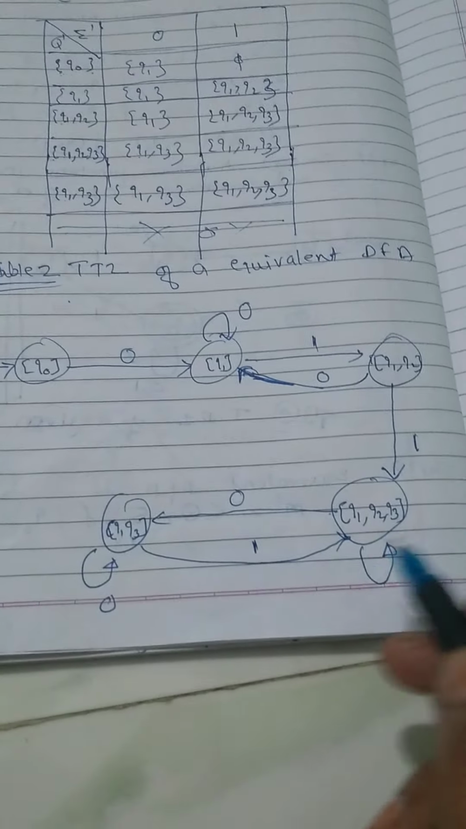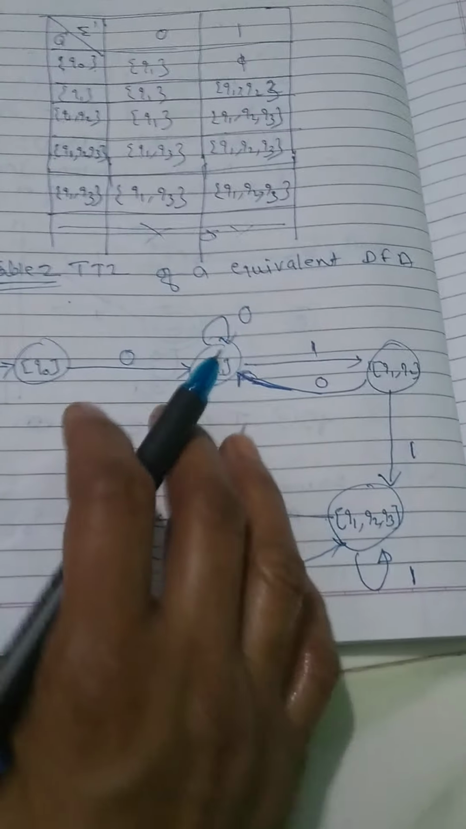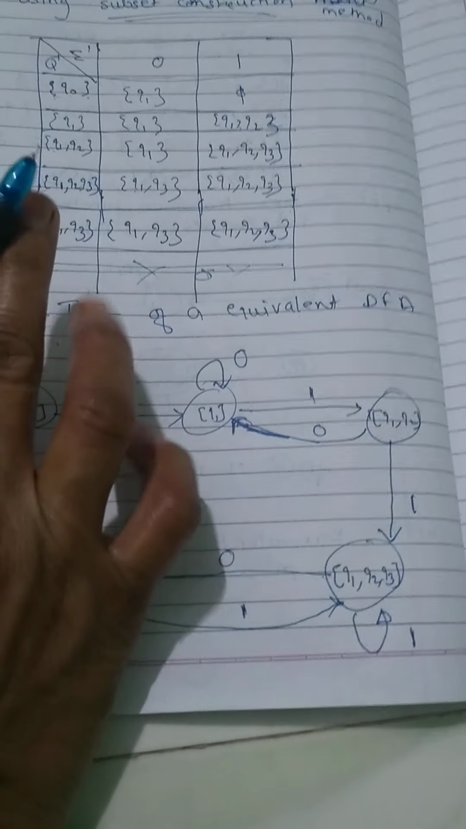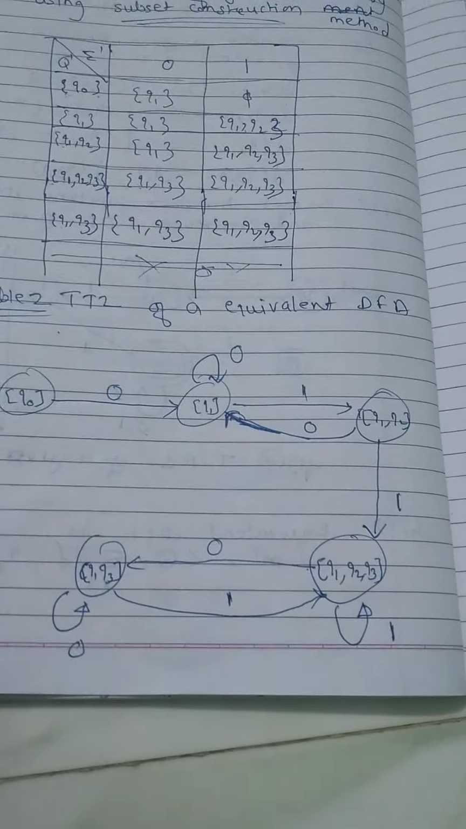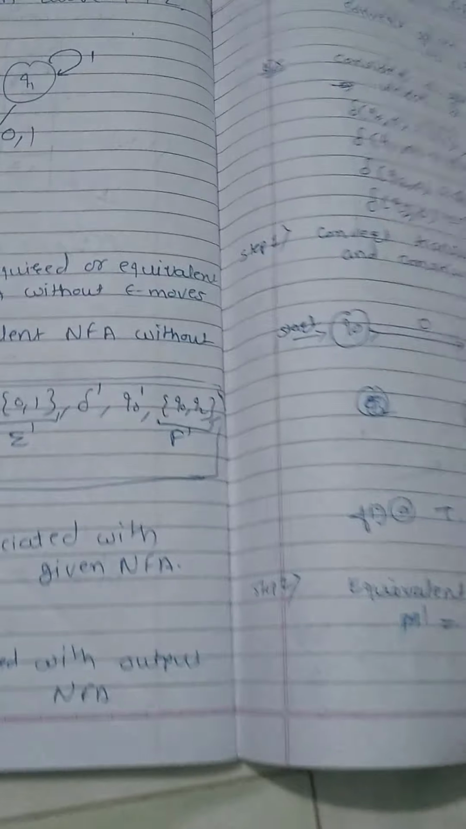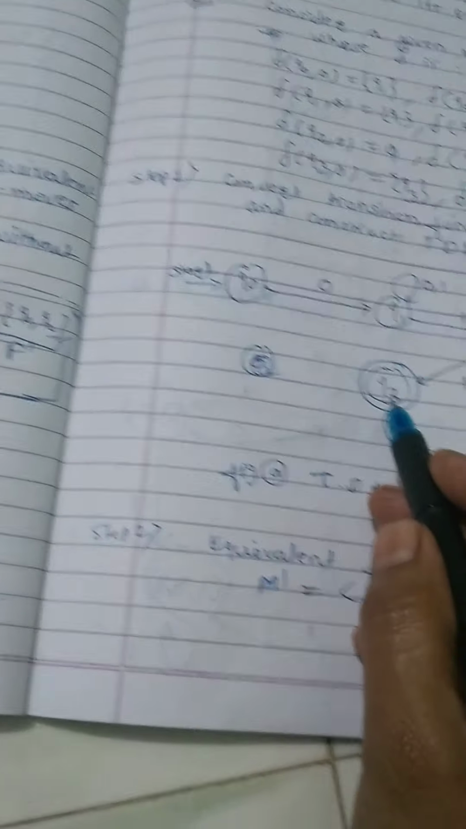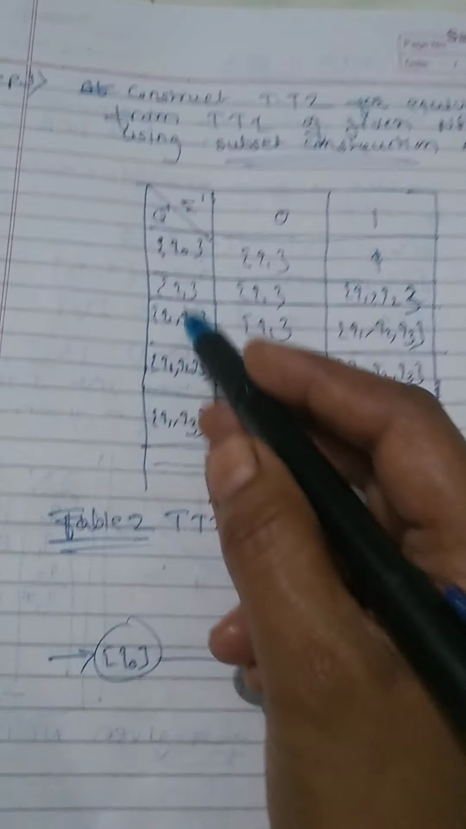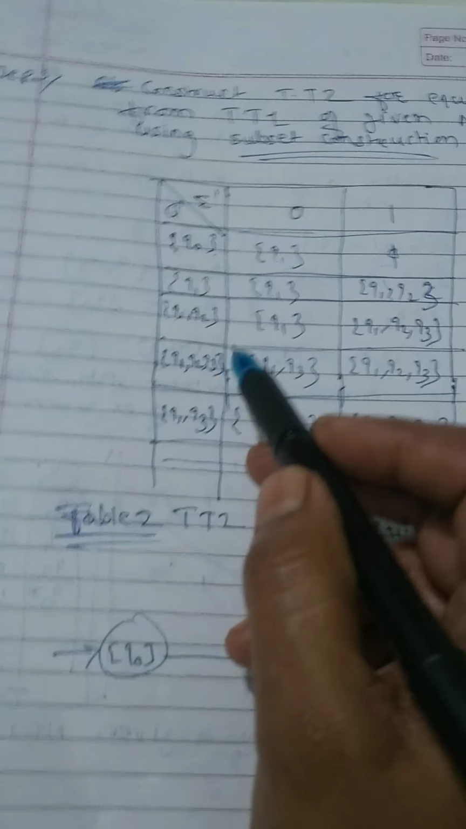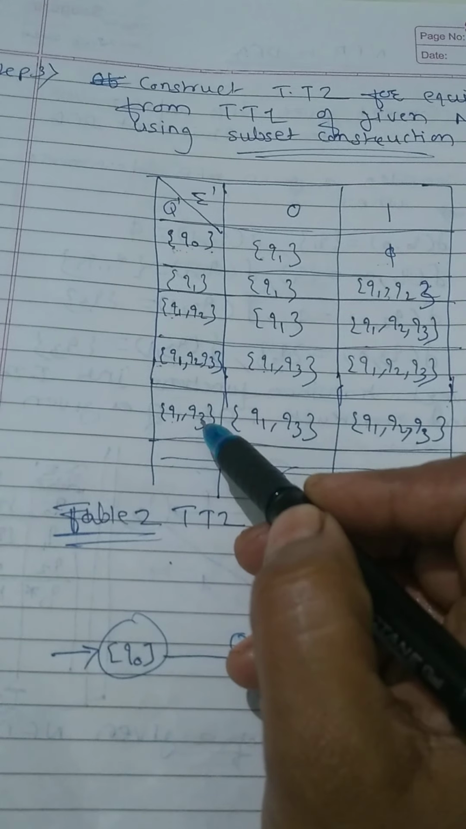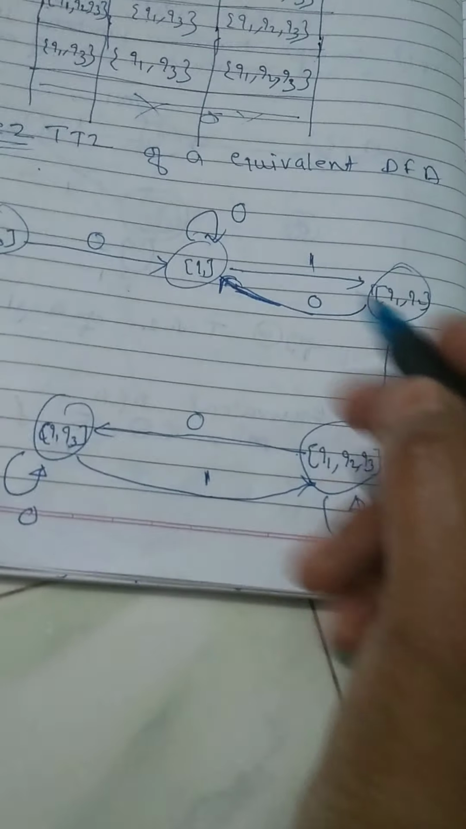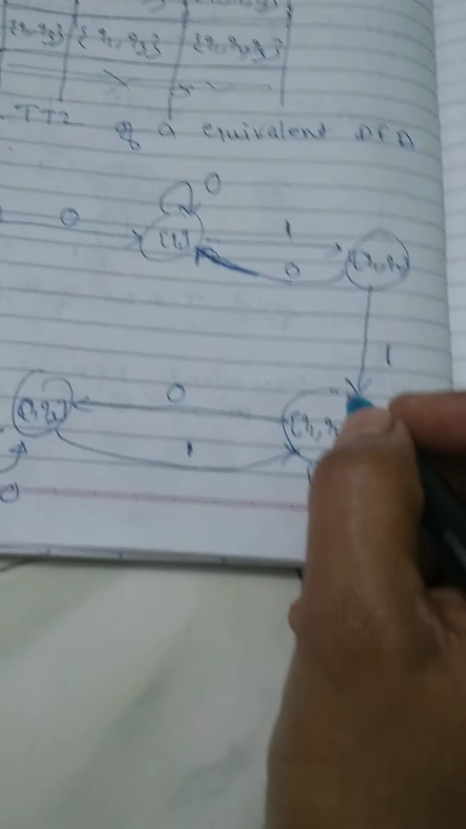Now here we have to mark the final states. Now all the subsets which contain the final state of the given NFA. Now see in the diagram, here Q3 is the final state. So all the subsets which contain Q3 in the obtained subsets. So that means here Q3 is present, so both these subsets become the final states. So mark this as a final state.